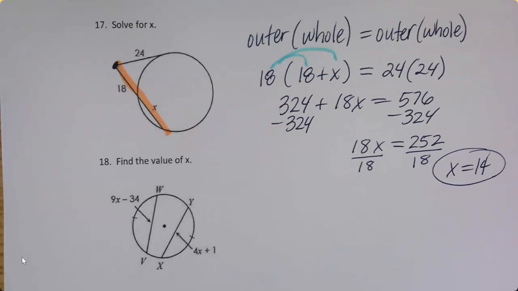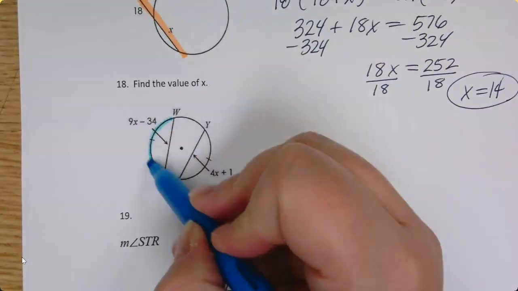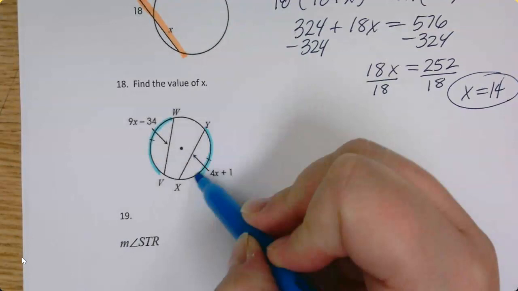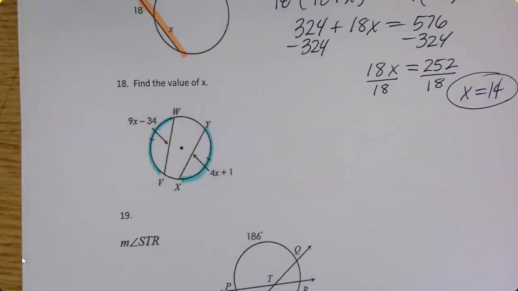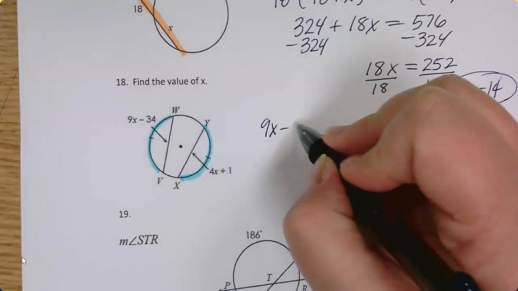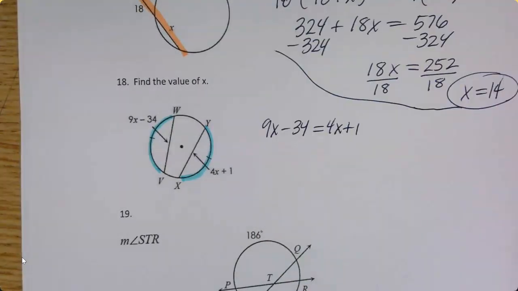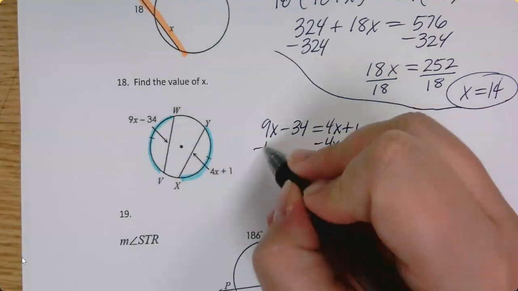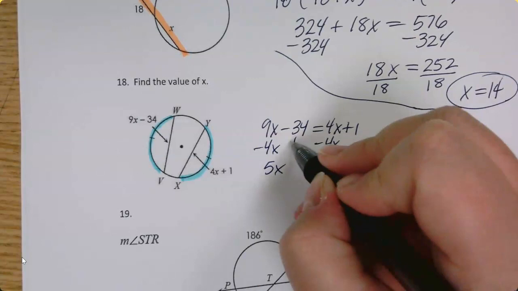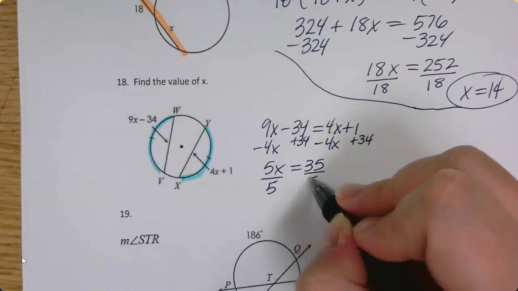Number 18 is a little different from anything we've looked at. Number 18 is showing me that I have two congruent arcs, this part right here and this part right here. And they're both basically chopped off from the rest of the circle by chords. Those two arcs are supposed to be the same. So basically what that means is that the chords are going to be the same. So 9x minus 34 is going to be equal to 4x plus 1. Let's draw a little line there. And I can just solve that equation, and I get 5x equals 35. So x equals 7.